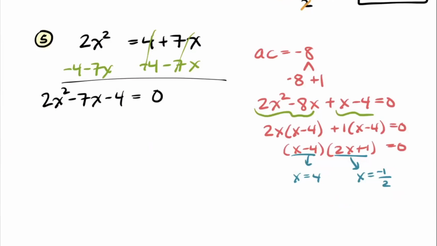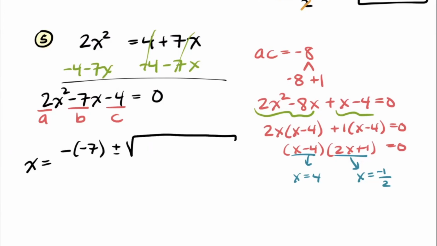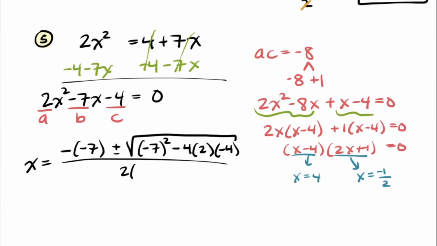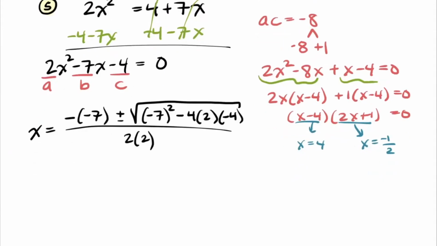Okay, so let's practice using it again. Here's our A, here's our B, -7, and C is -4. So we start with x equals, right, -b, -7, plus or minus the square root of b squared, parentheses, -7 squared, minus 4 times a, which is 2, times c, which is -4, and that's all over 2 times a, which was 2.